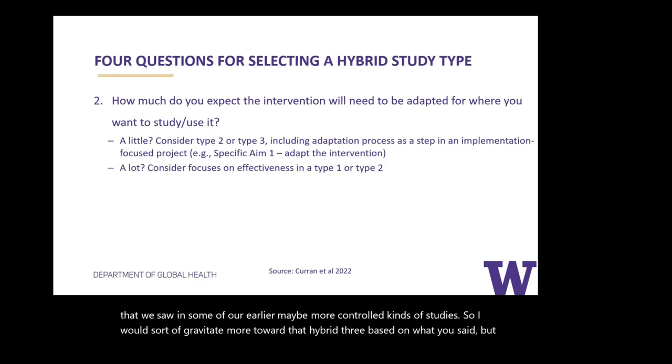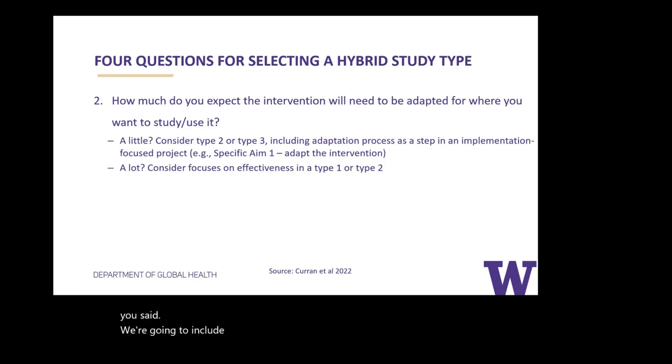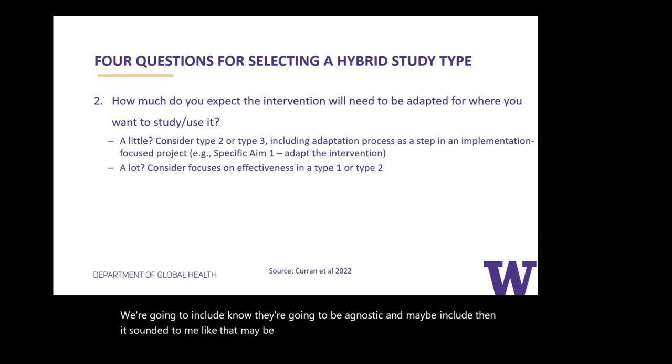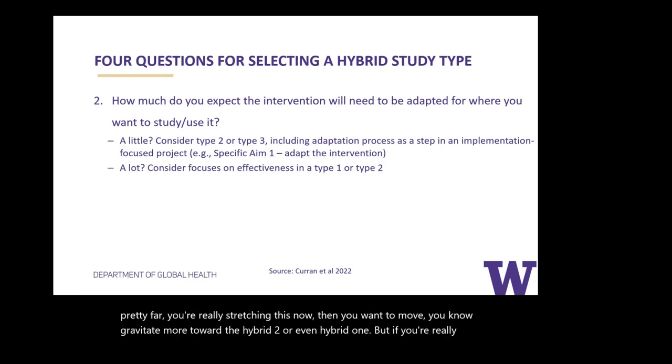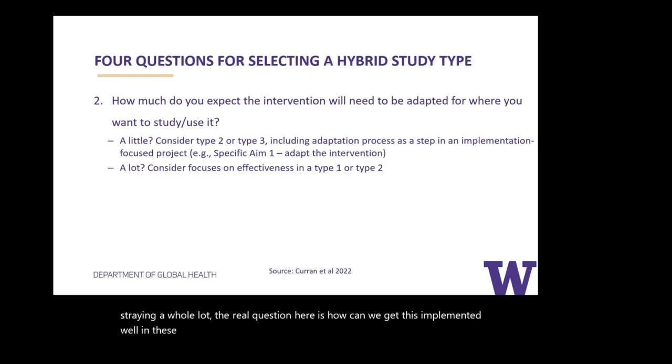But then when you said we're going to be agnostic and maybe include other conditions, it sounded to me like we may be straying more from that evidence base. So I'd ask you how far you think you're straying in the evidence. If it's pretty far, you're really stretching this, then you want to gravitate more toward hybrid two or even hybrid one. But if you're really not straying a whole lot, and the real question is how can we get this implemented well in these other kinds of settings or with different resources and staffing, then I think you're really asking more implementation related questions. And I'd probably elevate that to your primary aim.